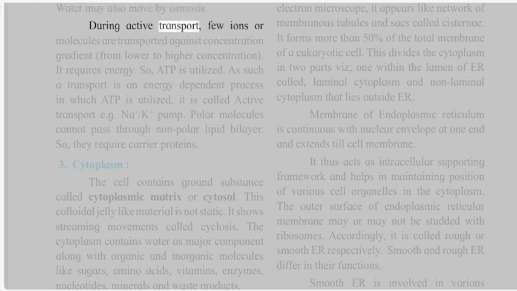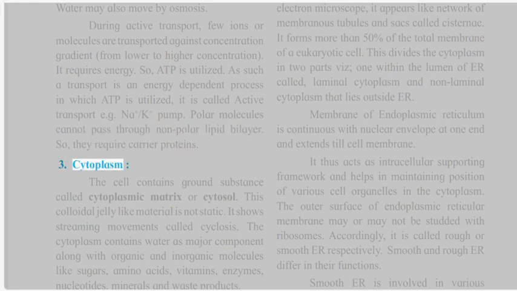During active transport, a few ions or molecules are transported against the concentration gradient, from lower to higher concentration. It requires energy, so ATP is utilized. As such, it is an energy-dependent process in which ATP is utilized. It is called active transport, e.g., the Na+/K+ pump. Polar molecules cannot pass through the non-polar lipid bilayer, so they require carrier proteins.